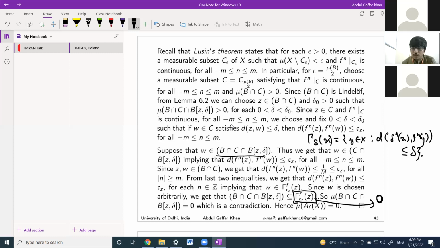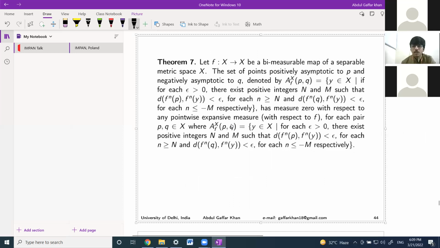This set has measure 0 because Z is expansive. The constant of expansivity for Z is CZ. So this set will have measure 0. But with our assumption, due to Lemma 6.2, we have chosen Z in such a way that this set must have positive measure, so we arrive at a contradiction. So the assumption that the measure of AFX is positive is incorrect.